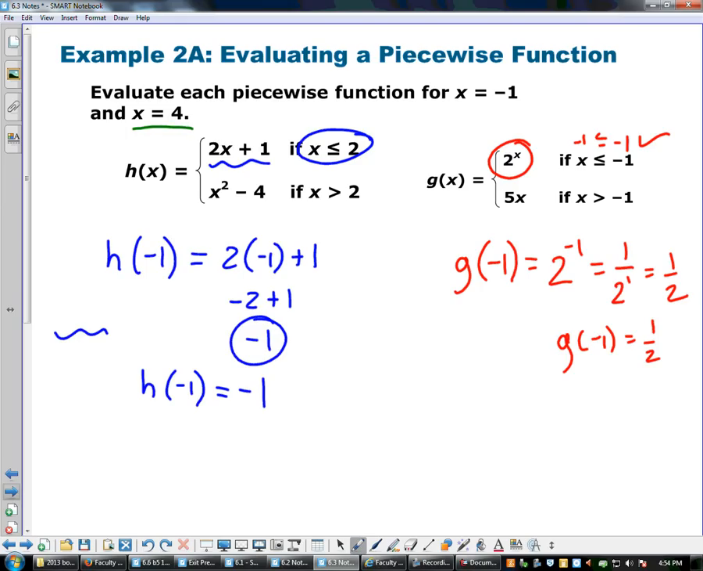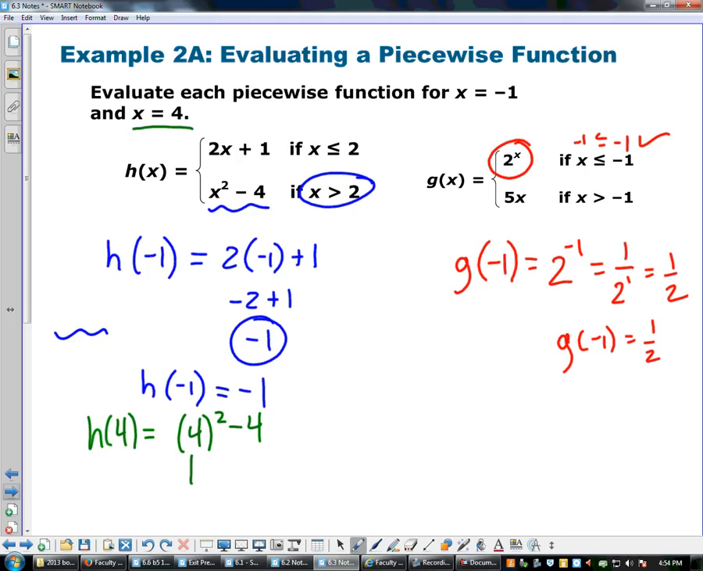Again, before I can figure out what h of 4 is equal to, I need to decide if 4 is less than or equal to 2 or greater than 2. Hopefully we're okay with saying it is greater than 2, so I'll use this bottom rule. So h of 4 will equal the quantity of 4 squared minus 4, or 16 minus 4, we get a 12 here. So h of 4 is equal to 12.